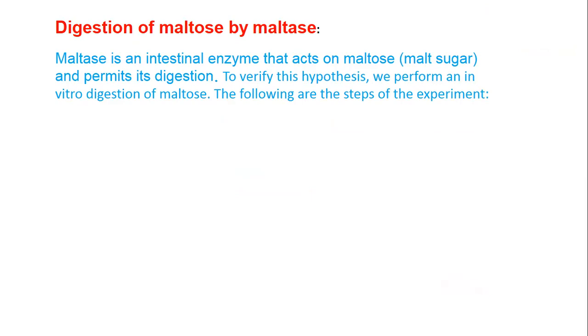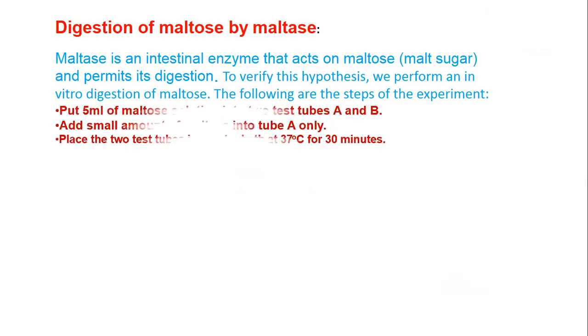The following are the steps of the experiment. Put 5 milliliters of maltose solution into two test tubes A and B. Add small amounts of maltase into tube A only. Place the two tubes in a water bath at 37 degrees for 30 minutes.